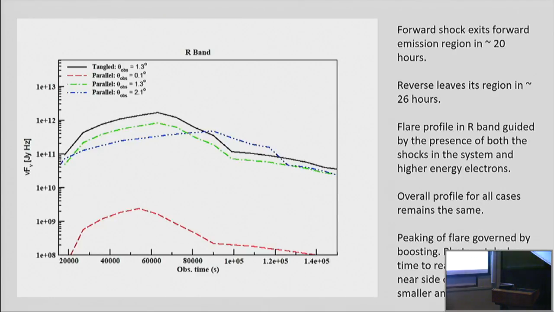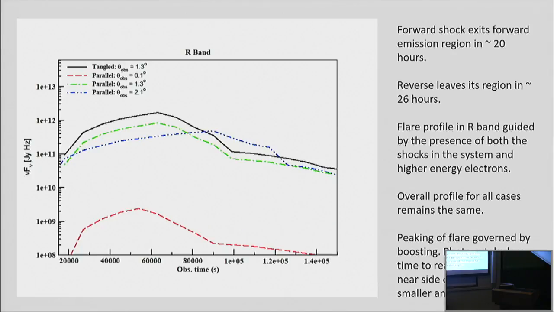So if you compare the profile of our tangled magnetic field at a viewing angle of 1.3 with a parallel orientation at the same angle of 1.3, the overall profile doesn't really change. So just by looking at the light curves, we would not be able to pinpoint or single out whether it's due to a parallel geometry or not. For that, we will actually have to look at the SED, look at its Compton dominance and its hardness to comment on the geometry of the magnetic field.